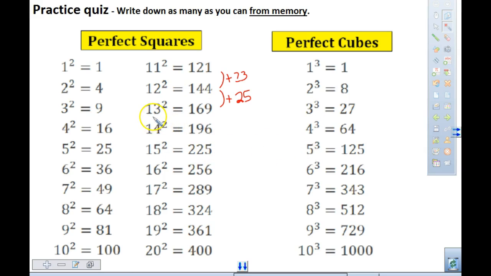I had some people, like they'll go 169, then they'll go 296, then they'll go 225. They have to be in number order, right? Going from the smallest to the largest. It does not make sense for this to be 296 and then go to 225. Okay, right? You're going from 14 squared to 15 squared, it has to get bigger.